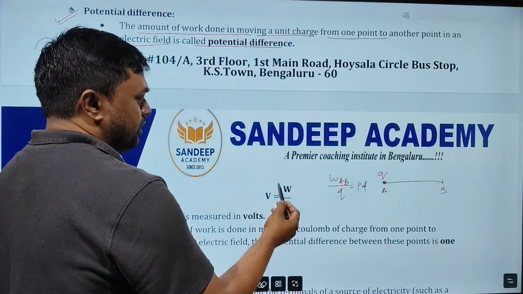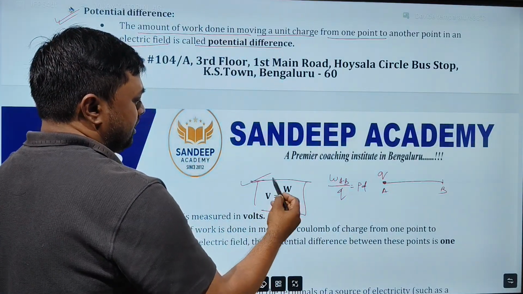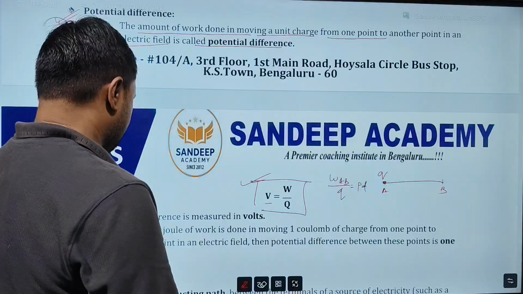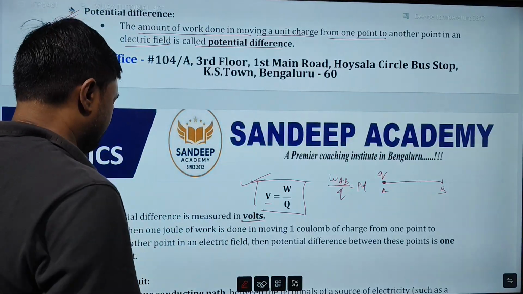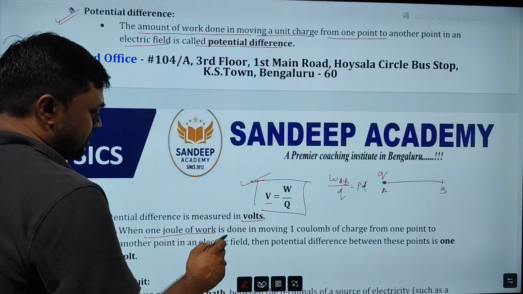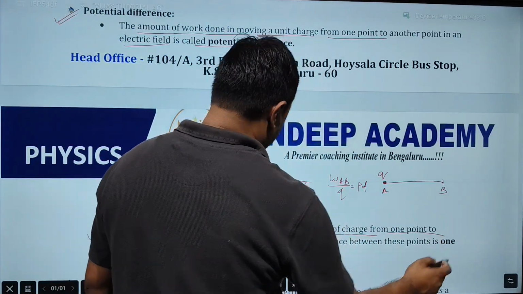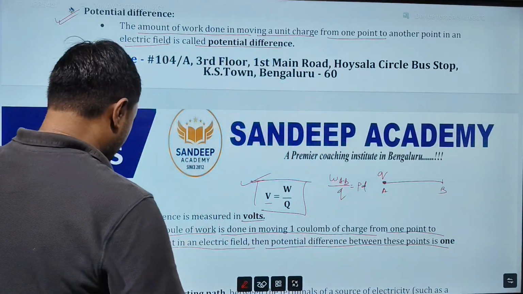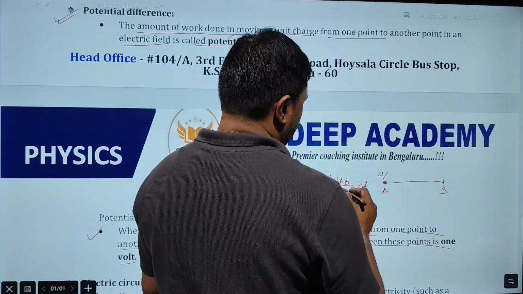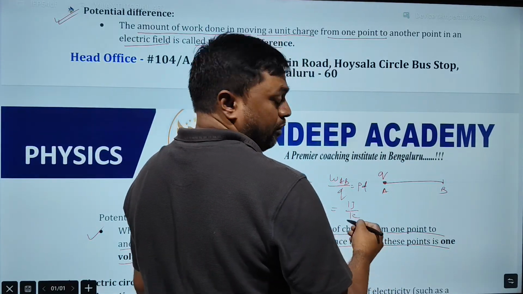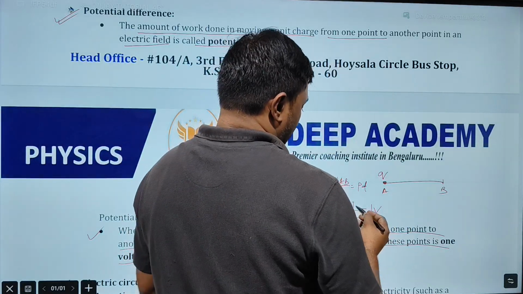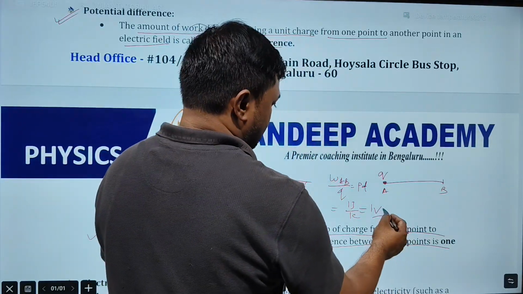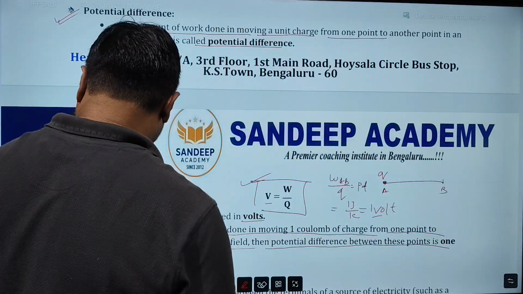We write this as V is equal to W by Q. Here V is the potential difference, W is the work done to move a charge from one point to another, and Q is the charge. Potential difference is measured in volt. Am I clear? So when 1 joule of work is done in moving 1 coulomb of charge from one point to another in an electric field, the potential difference between these points is said to be 1 volt. If the work done is 1 joule and the charge is 1 coulomb, then 1 by 1 is 1, so 1 volt it is. If 1 joule of work is done to move a unit positive charge, meaning 1 coulomb, from one point to another, then the potential difference is 1 volt between the 2 points. Am I clear?